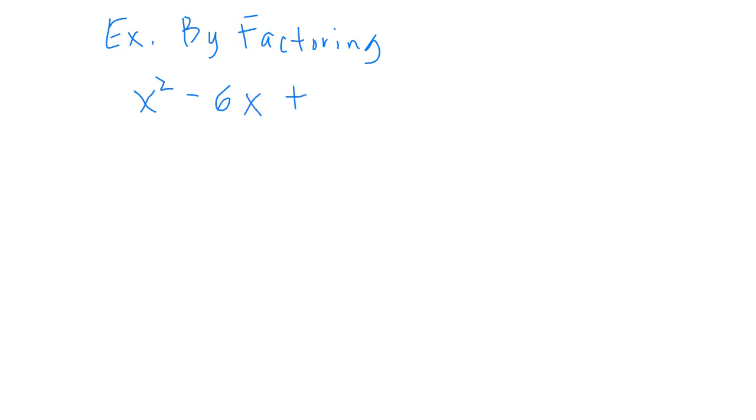Okay, so let's have an example. Sample 1, that's by factoring. So this is the first way, by factoring. Let's say the given problem is x squared minus 6x plus 8 equals 0.